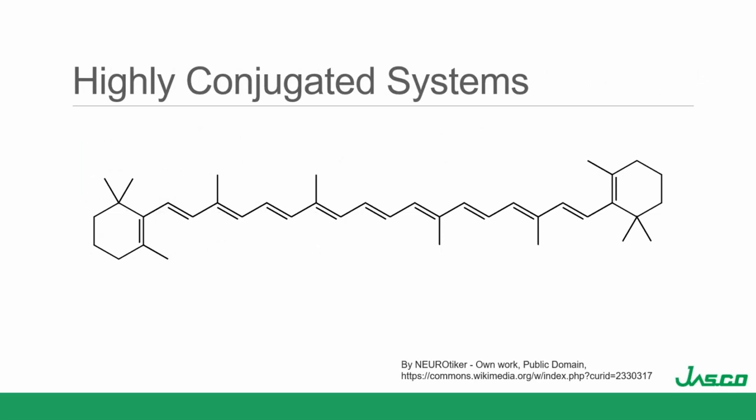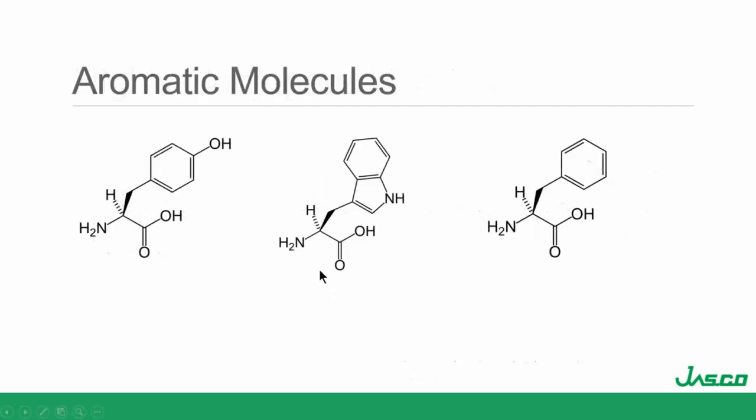So a few examples. Highly conjugated system here, you might recognize it. It's not vitamin A, it's beta carotene. Highly conjugated, very fluorescent, actually a great chromophore as well. And no aromaticity, right? So just a really highly conjugated network.